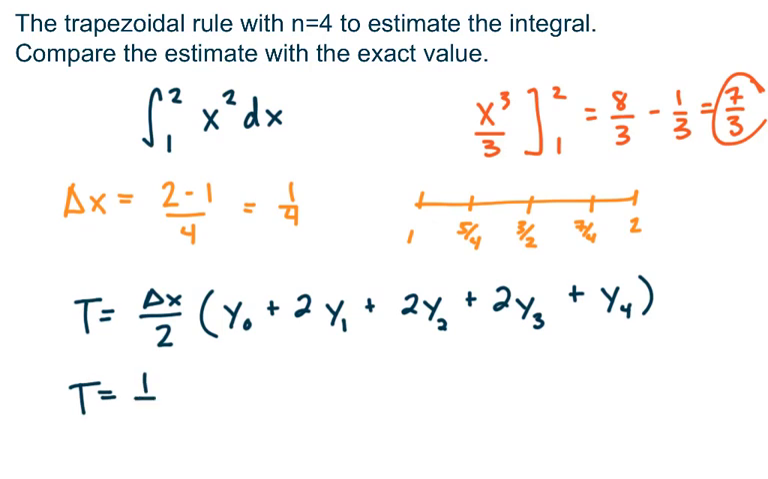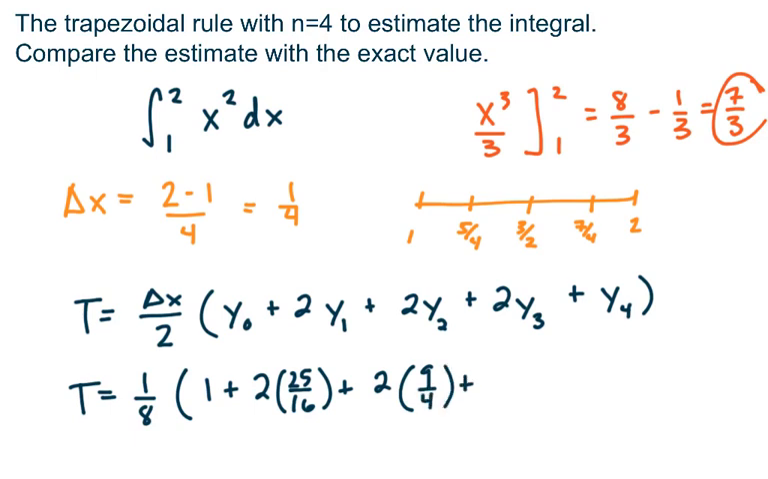So T equals 1/8 times 1, plus 2 times 5/4 squared, or 25 over 16, plus 2 times 3/2 squared, or 9/4, plus 2 times 7/4 squared, which gives me 49 over 16, plus my y sub 4, that's going to be 2 squared, or 4.